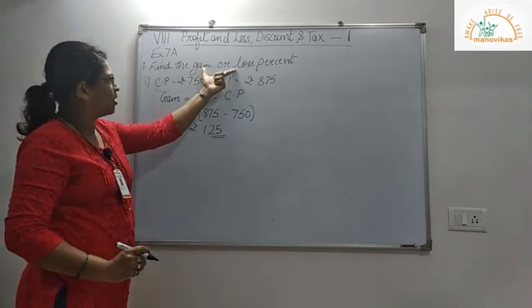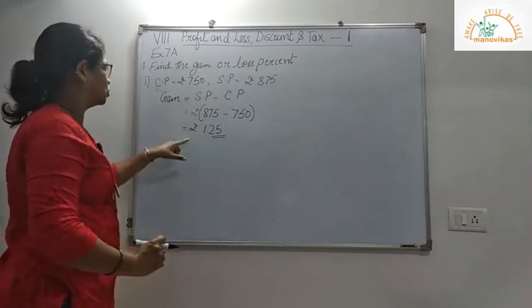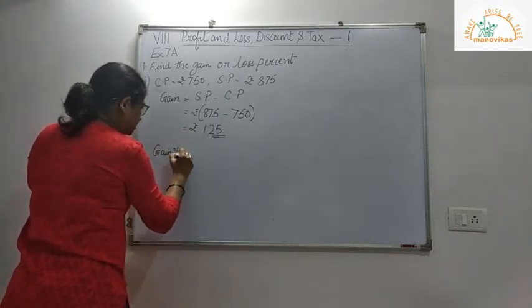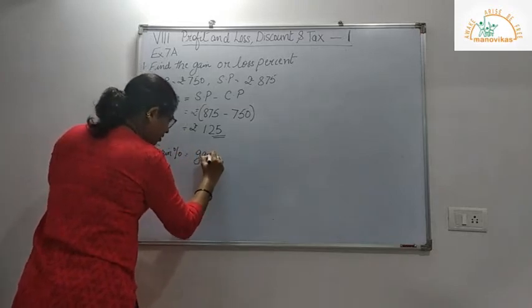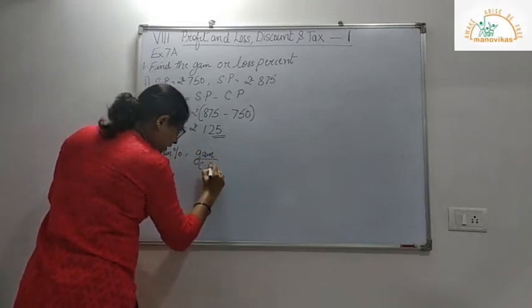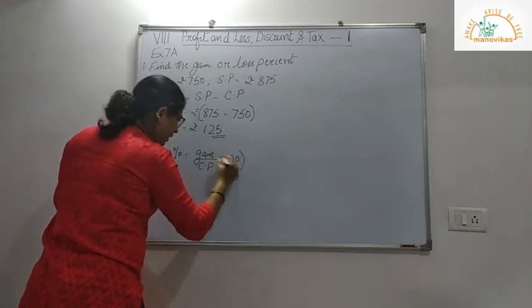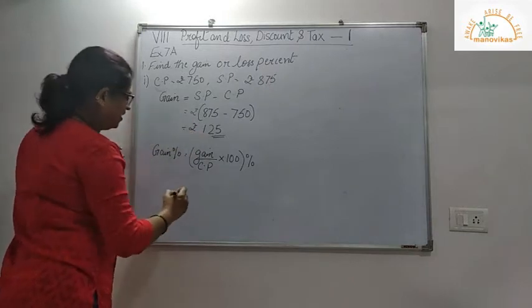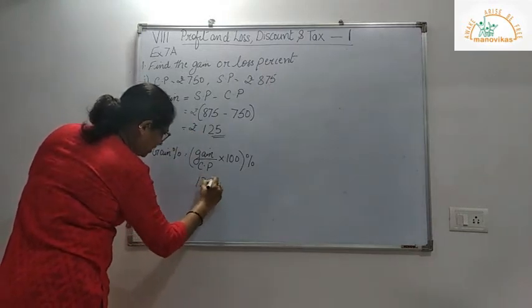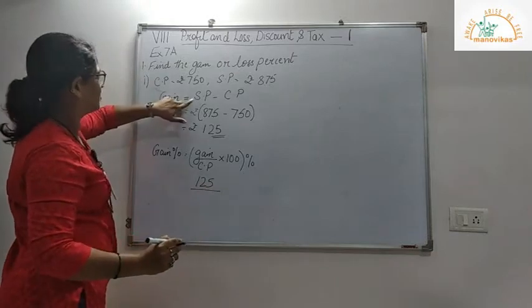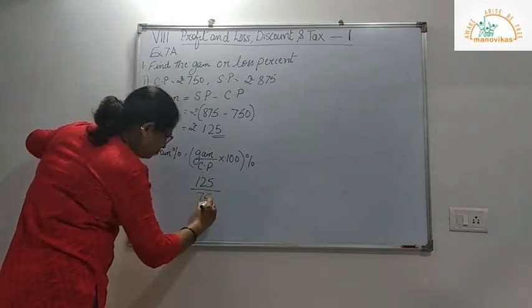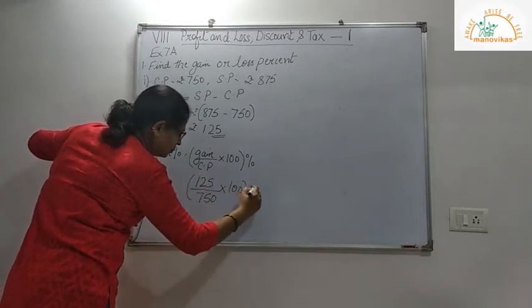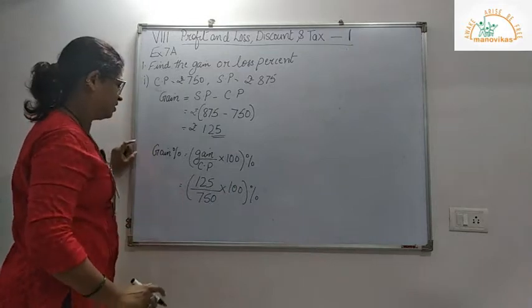Now they have told us to find the gain or the loss percent. So what is the formula for gain percent? Gain percent is given by gain upon the cost price into 100, and we have a percentage sign over here. Now my gain is 125. So I write here 125 divided by my cost price. My cost price is 750 into 100, and percent.